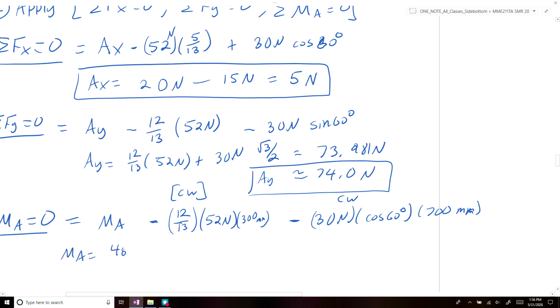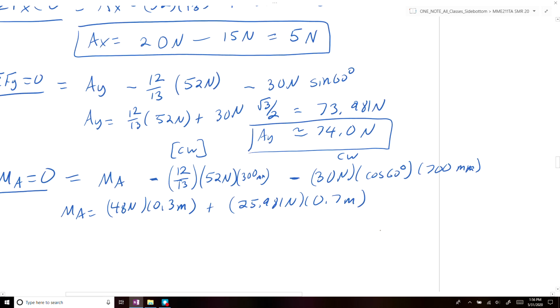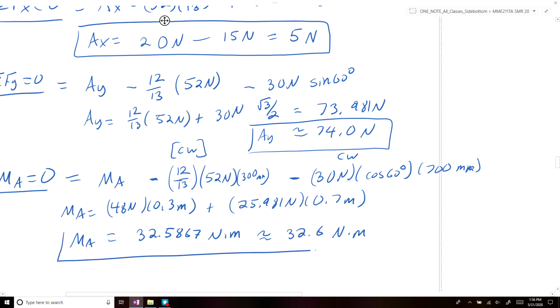All right, so if we add these all together, M of A is going to be equal to 48 newtons times 0.3 meters plus 25.981 newtons times 0.7 meters. All right, if we add these all together, what we end up getting is 32.5867 newton meters. All right, which is about 32.6 newton meters for the moment about point A. All right. So that concludes this problem.